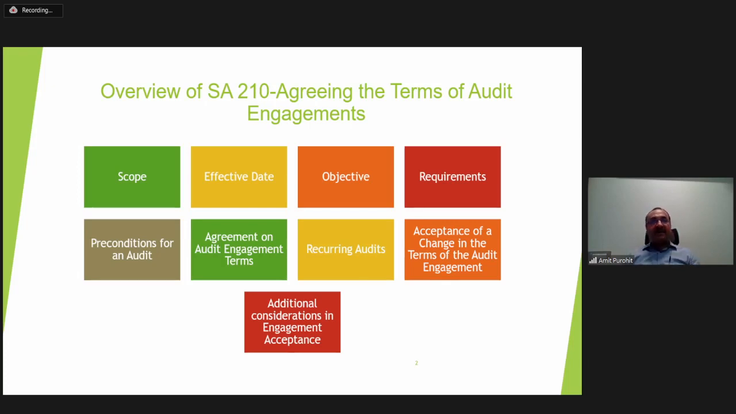Agreement on the audit engagement terms between the two parties. Recurring audit, what happens in case of a recurring audit, whether I need to again exchange the audit engagement letter or not. So we are going to see those conditions. Then acceptance of a change in the terms of the audit engagement. What happens if there are changes in the terms of audit engagement during the terms of audit or during the subsequent years. And we'll also see additional considerations for engagement acceptance.